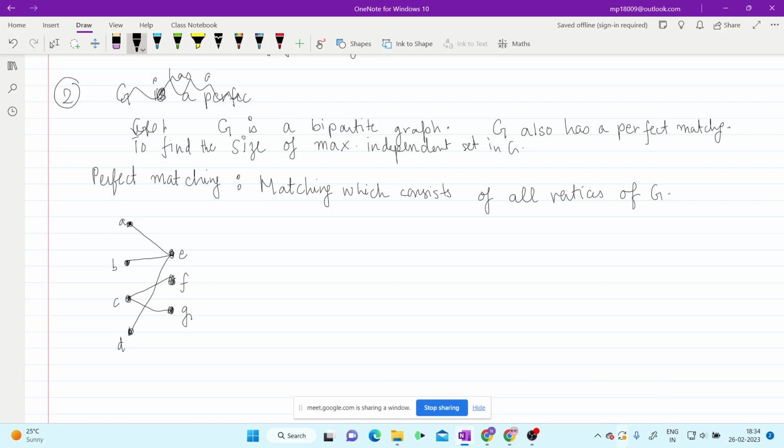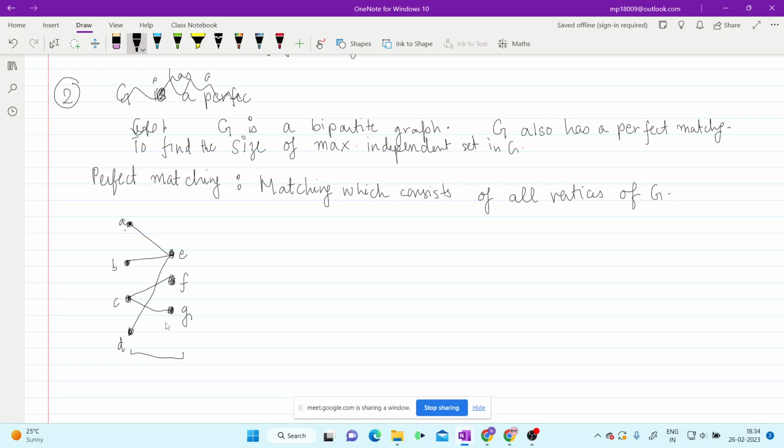So if this is the bipartite graph G, do you think this graph can have a perfect matching? That is, a matching which is consisting of all these vertices A, B, C, D, E, F, G. What do you think?